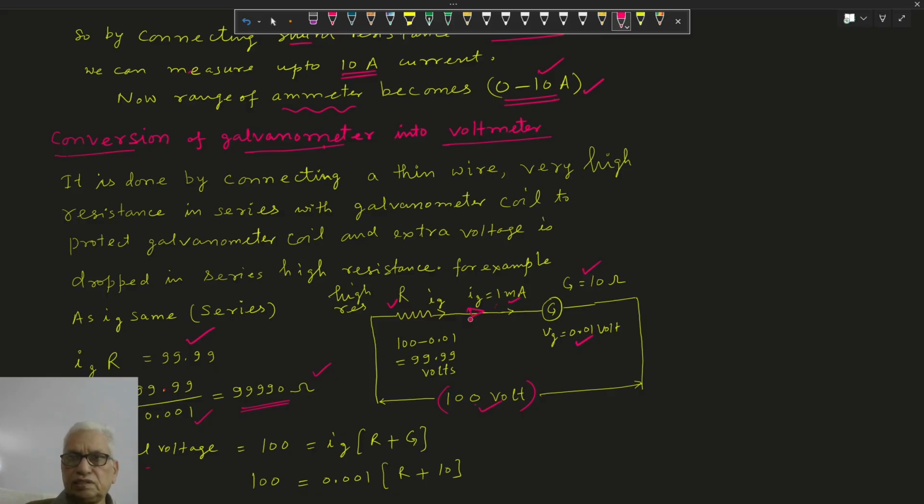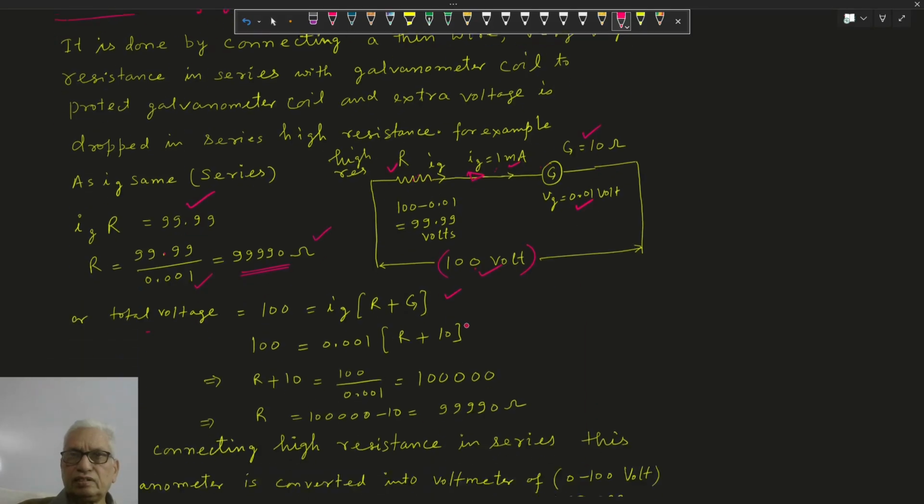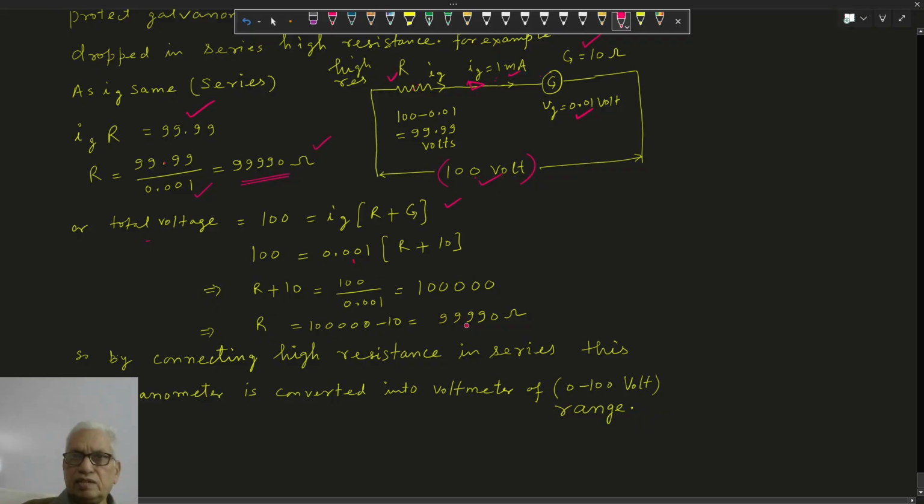Total voltage is equal to I into the series resistance, which adds up to R plus G. So now Ig is 0.001 ampere, R plus G is the value. सॉल्व करने के बाद वही बात है, चाहे पहले से हम वोल्टेज को माइनस कर लें चाहे डायरेक्टली निकाल लें. तो रेजिस्टेंस हमको मिल जाएगा, very high resistance. So by connecting the high resistance in series, this same galvanometer is converted into a 0 to 100 volt range voltmeter.